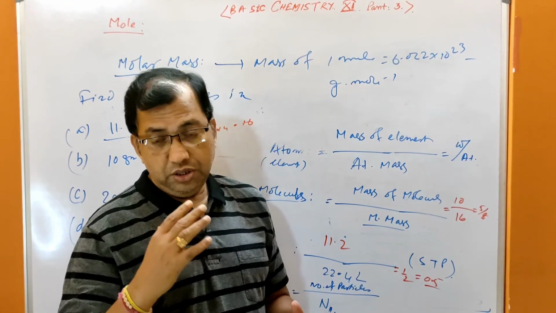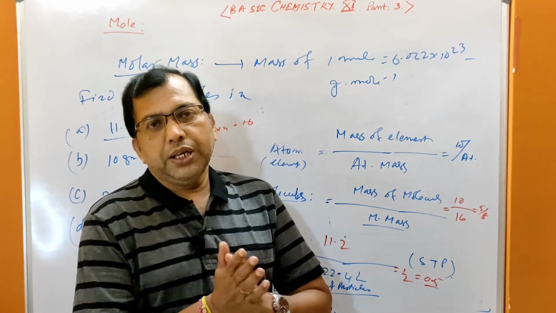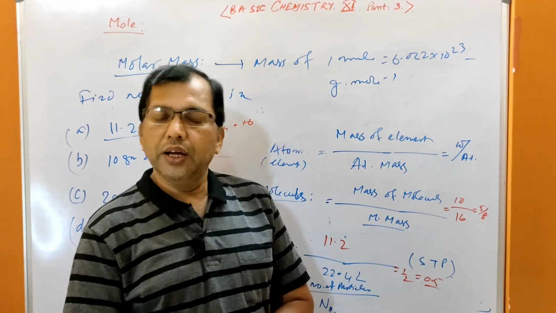limiting reagent, and after that the last part is chemical combination, how chemical combination happens. So many reactions and so many laws are there, and then it will end.